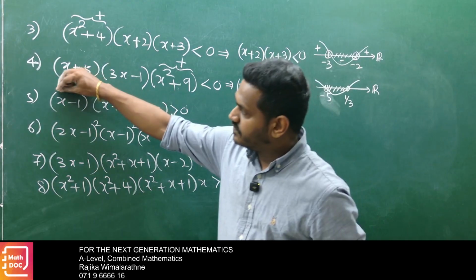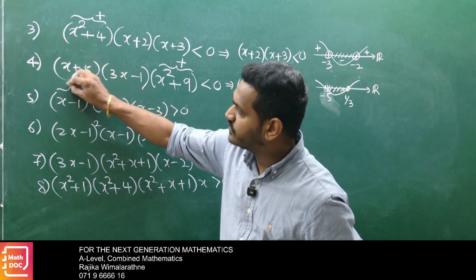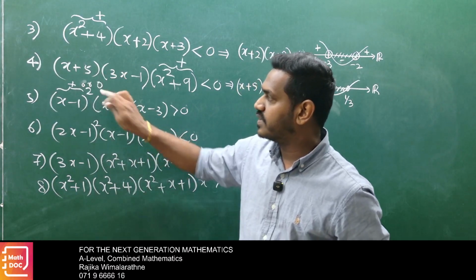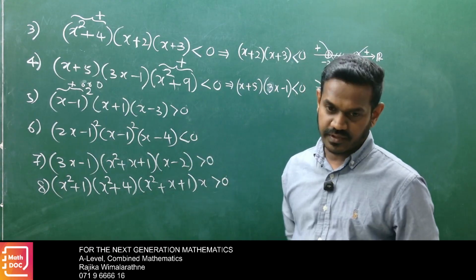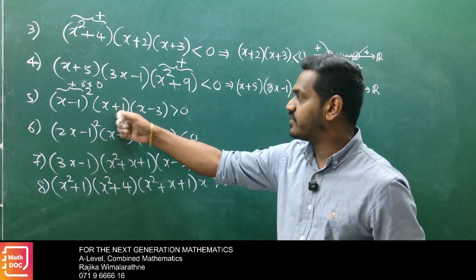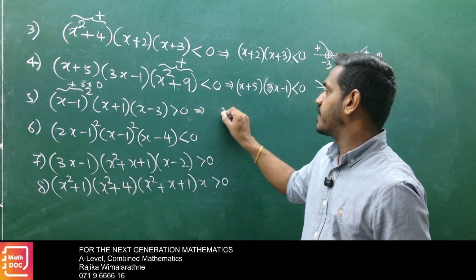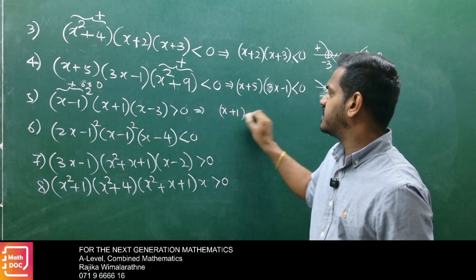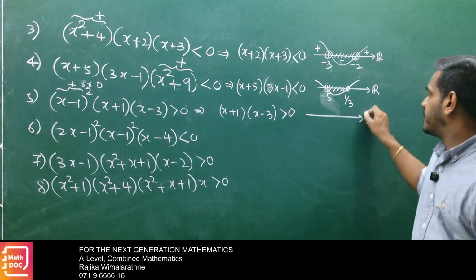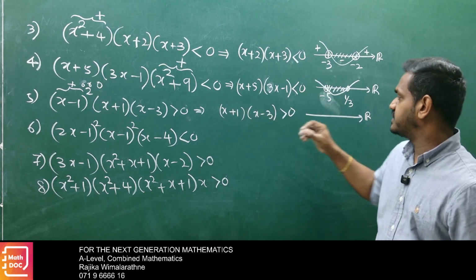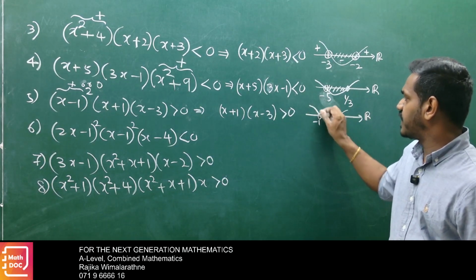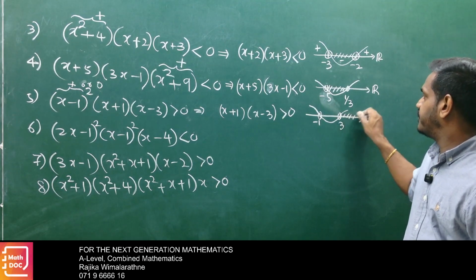Then the square term is positive or 0, but here the full thing must be positive, no? The full thing must be positive. So here you have to filter (x + 1)(x − 3) > 0. Then here −1 and 3. Then we have to select the plus regions here and here, no?